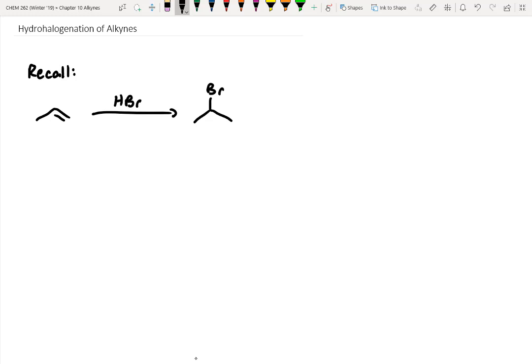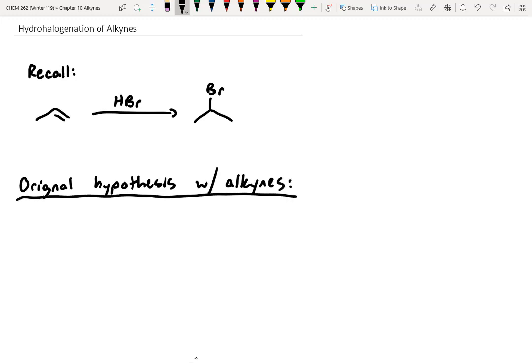All right, so this led to an original hypothesis with alkynes. Originally they had the idea of taking a simple alkyne. We'll just make up one like this. You react it with HBr.